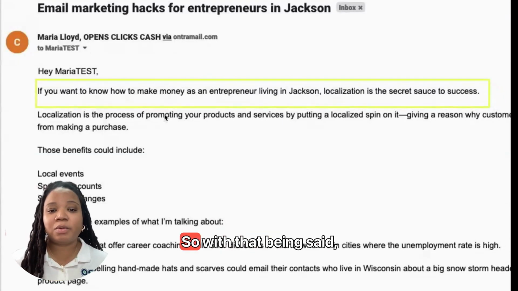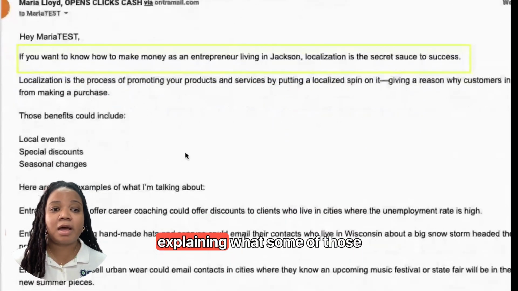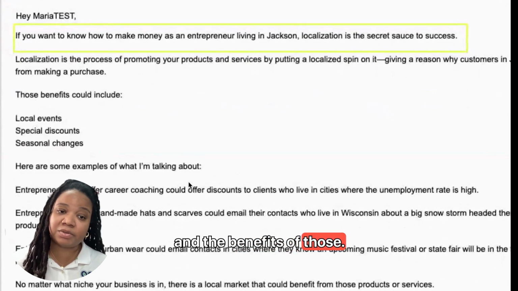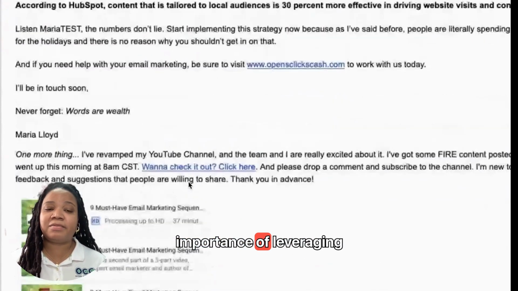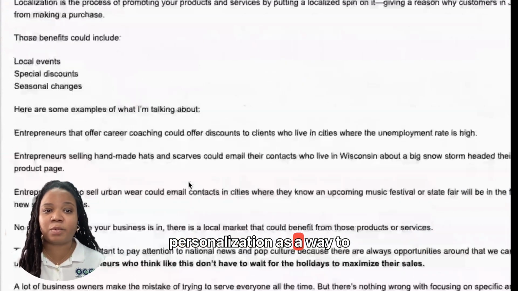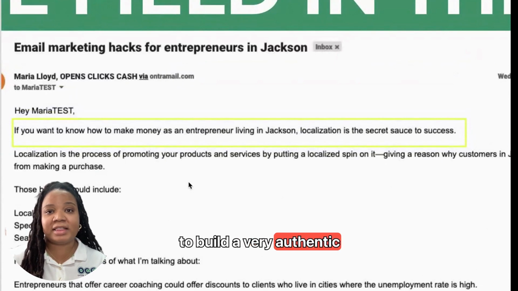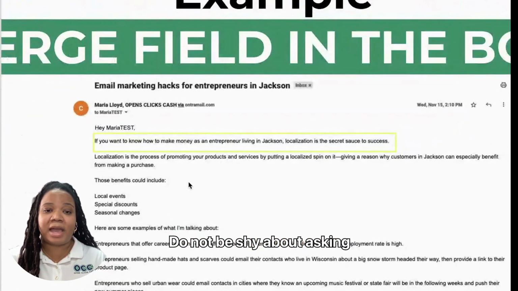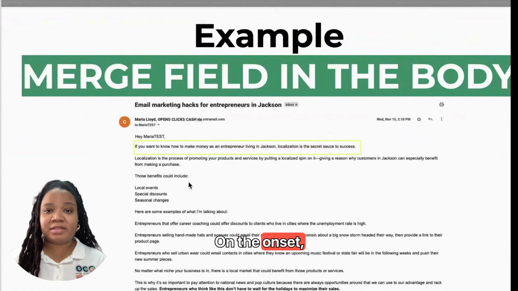With that being said, of course, we go into the body of the copy explaining what some of those localization processes look like and the benefits of those. But again, I just want to stress the importance of leveraging personalization as a way to engage your contacts and, most importantly, to build a very authentic connection with them. Do not be shy about asking for some sensitive data at the onset.